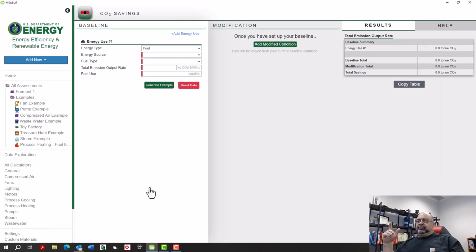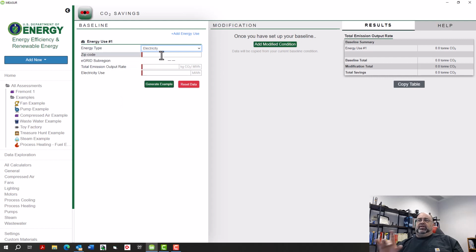Now, the other day I said we were, let's see, so it's electricity. This is important: zip code. What it's going to do is set up the eGRID region. If I leave it open, it'll try to pick one. You also notice there's a thing over here, add modified, so this will allow us to set a baseline. So let's go ahead and take about where I am.